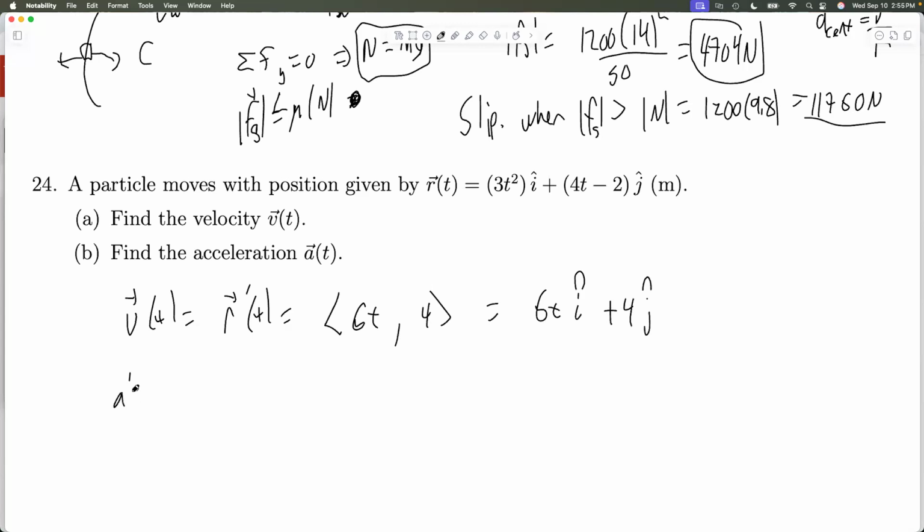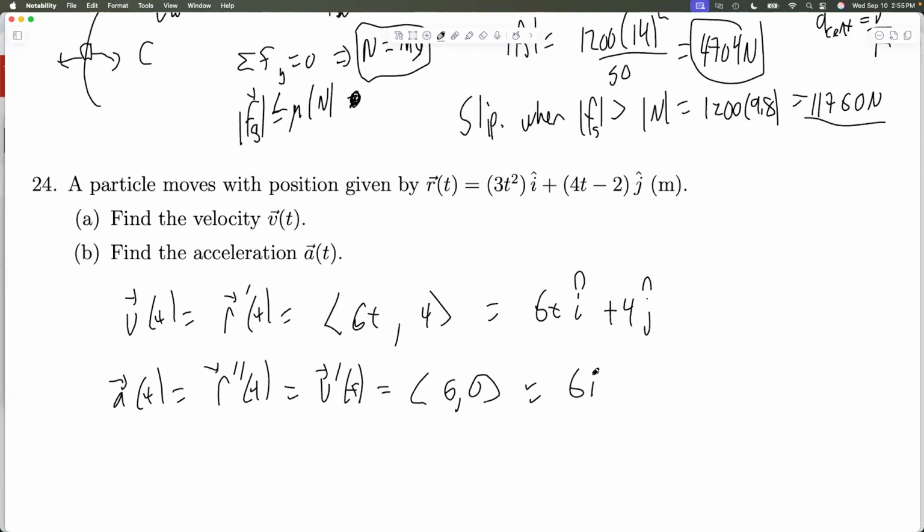And acceleration is the second derivative of the position vector, or the first derivative of velocity, and that would be 6, 0. Just take the derivative with respect to time here. And if we wanted to write it in ij notation, that would just be 6i. You actually wouldn't have to write the plus 0j, but you could.